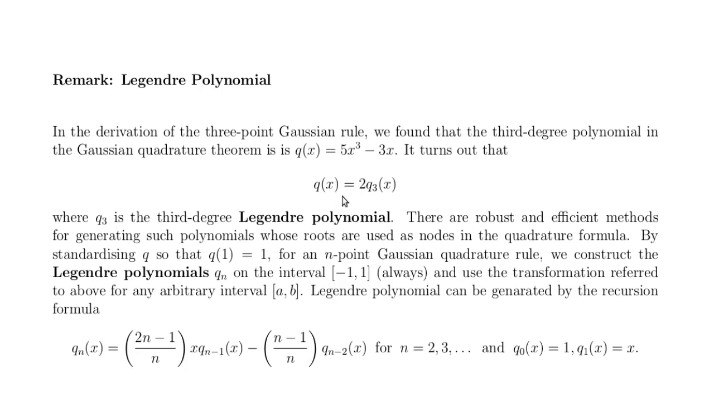Okay, so this is the recursion formula to obtain the Legendre polynomial. You see that if you take, like in the case of our 3 points quadrature formula, meaning that the degree is 3, now, if you substitute 3 in this formula, you will see what you will obtain.